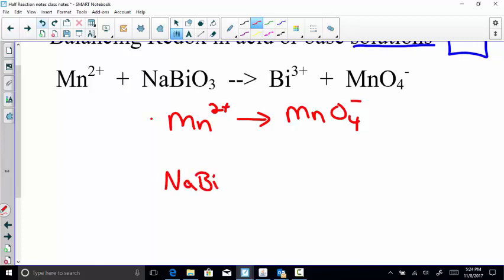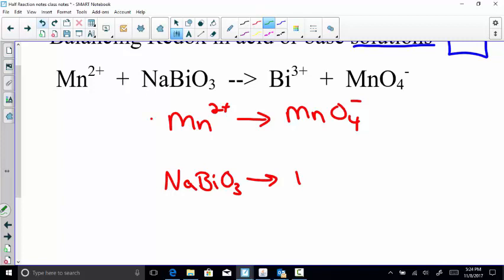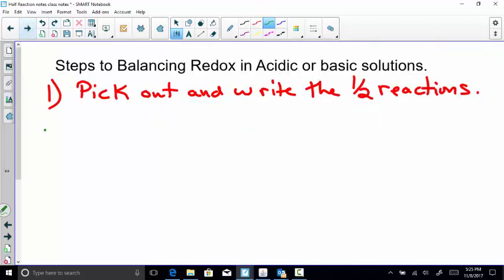So NaBiO3 goes to Bi3+. Okay, and I don't know if you've noticed this when I'm doing this, but one of the very hidden secrets that I really haven't said is you should always line up your yield signs. Your life will be much easier if you line up your yield signs. So try to do that. Now, step 2.